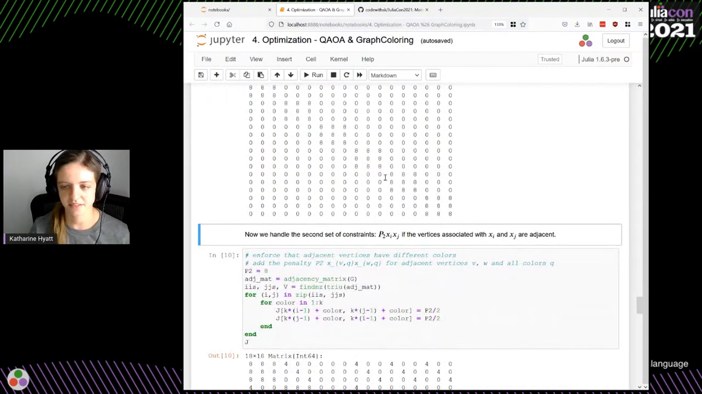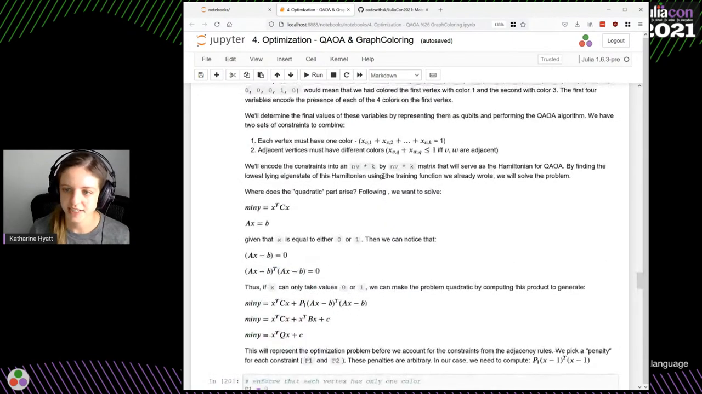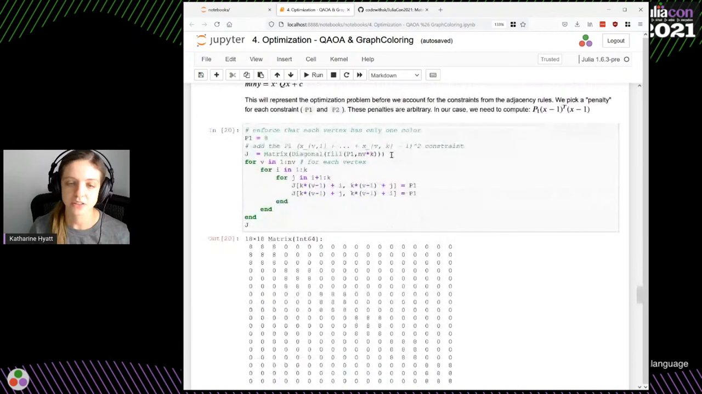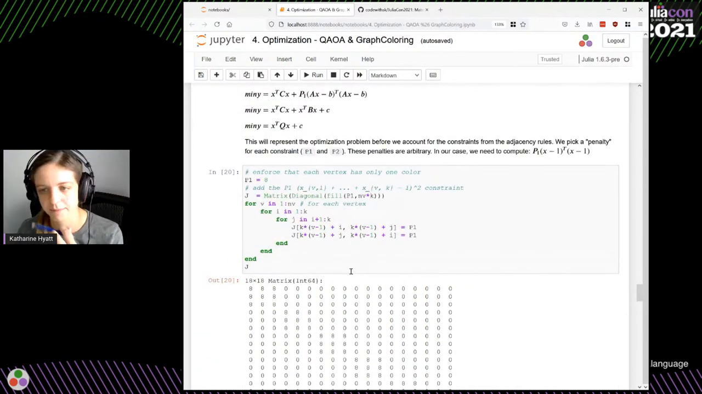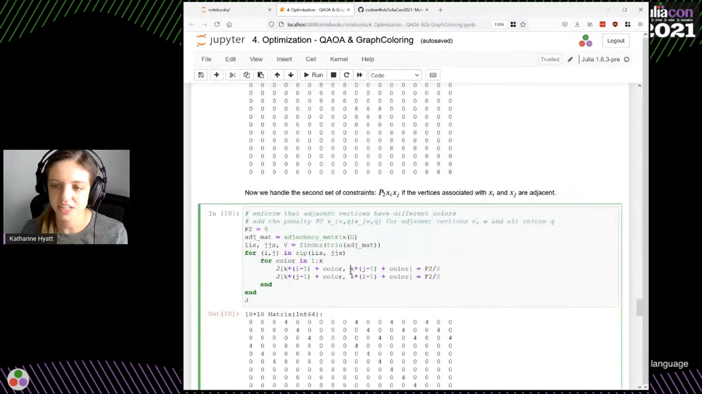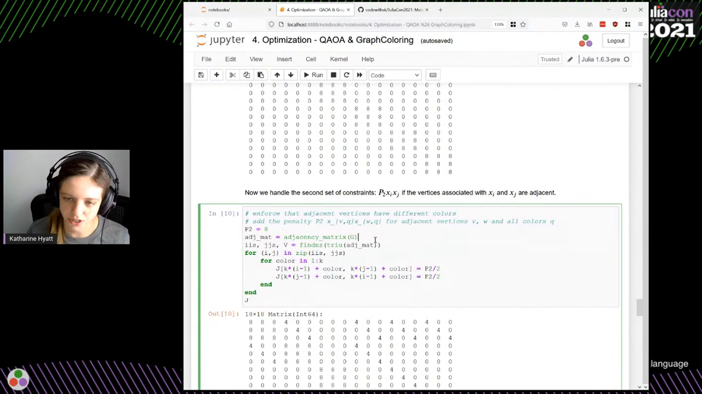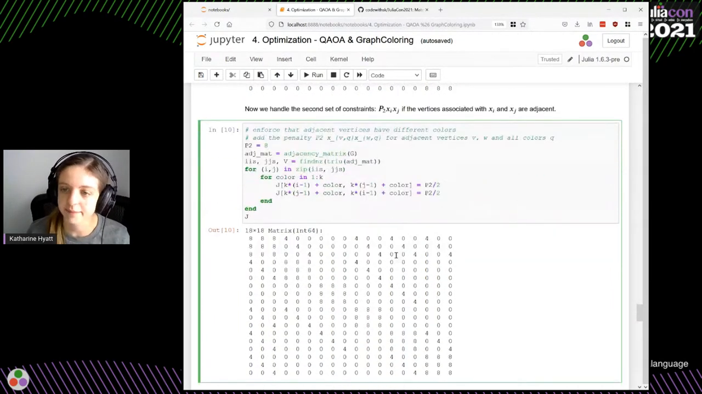And now we're gonna handle the second set of constraints, which is that adjacent vertices ought to have different colors. So that's this constraint here, that if we sum over adjacent vertices for a given color, that should be less than or equal to 1. So there should be a penalty if that's greater than 1. And in this case, we now extract the adjacency matrix structure and we apply penalty P2. Again, I made this 8 because I love the number 8.